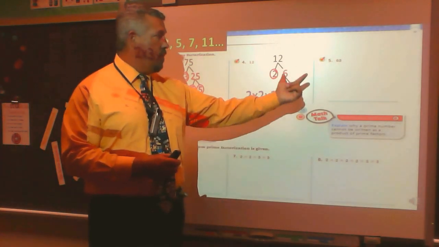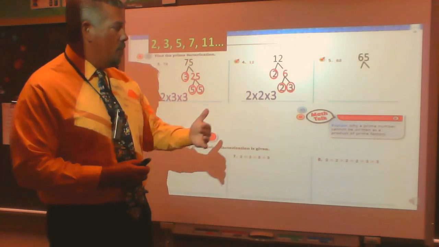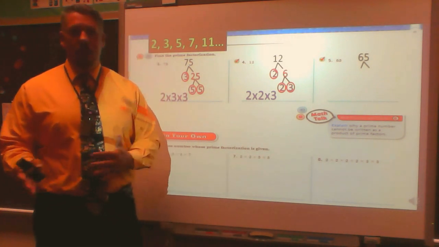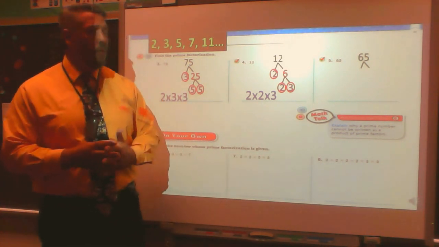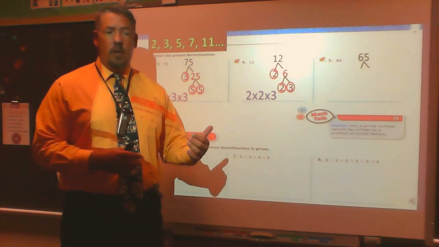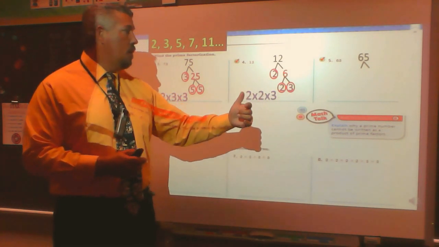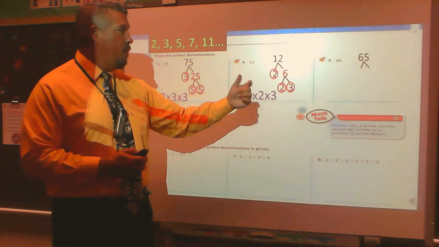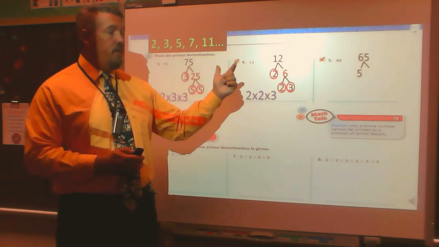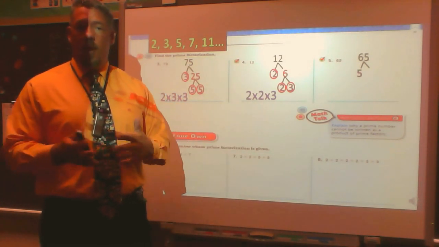And then I have 65. 65, I'm going to tree from it, but 65 is not even, so I don't even have to think about my 2. But what about my 3? Well, 6 plus 5 is 11. 3 doesn't go into it, does it? So we have to go to our 5, which is our next prime. 5 does go into 65 because it ends with a 5 or a 0.